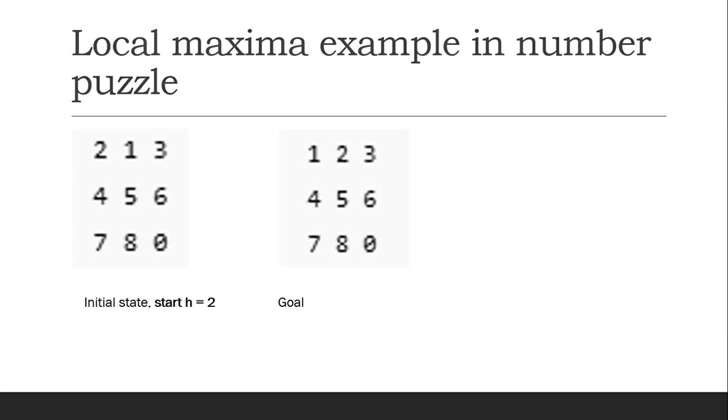Now let us check the local maxima example in the number puzzle. So again we have an initial state and the goal state given. Over here under the initial state you can check the H value is 2. H is nothing but the heuristic. How have we calculated it? Using the misplaced tiles. So you can see 2 is not at the proper place and 8 is not at the proper place. So 2 tiles are not at the proper place. So that's why the heuristic is 2.